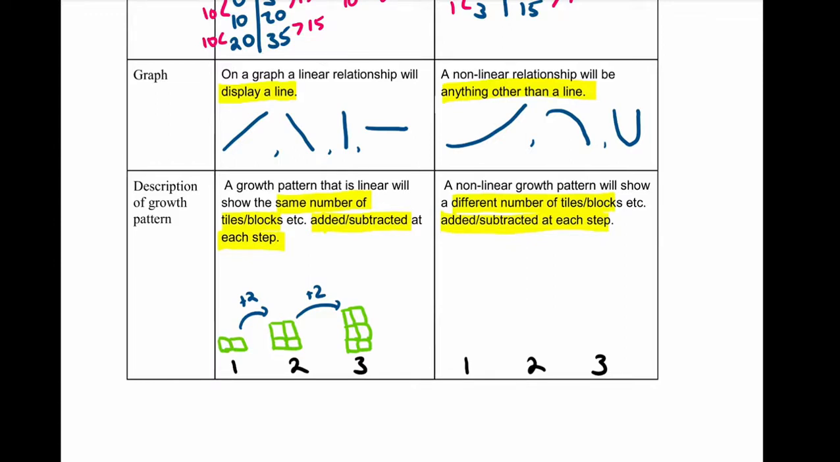For a nonlinear one, let's say I start with 1, I go to 2, then I go to 6. So here, I increase by 2, and then I increase by 3. So this would be nonlinear, right? Because I'm increasing, or I'm adding an inconsistent number of blocks, or I'm adding a different number each time.